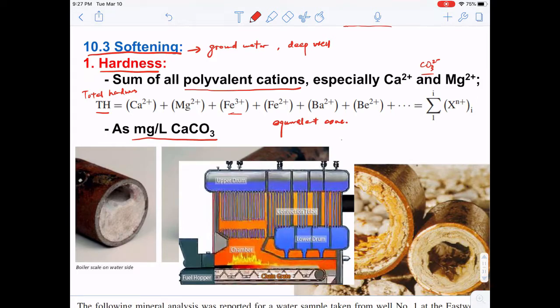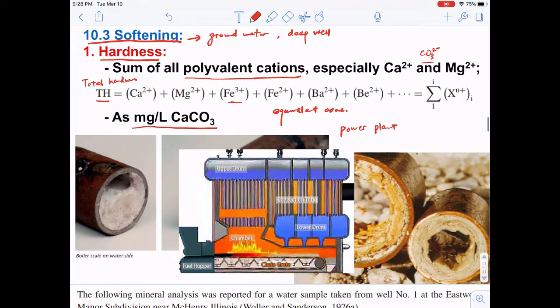Also, power plants, especially coal-fired power plants, are quite concerned if the water they receive is hard. This is mainly because a coal boiler has a lot of tubes that contain water. The coal particles burn and generate a lot of heat. The heat evaporates the water into the gas phase, and this high temperature gas is going to drive the turbine and generate electricity.